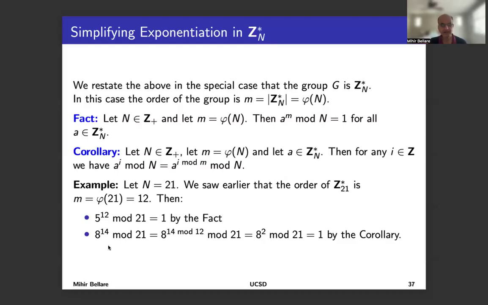If I want to use that and I set a to 8 and raise it to the 14th power, then I is 14. So the way I would compute that is to take 14 modulo the group order, which here is 12. So that's 2, and so I get 8 squared mod 21, which is 64 mod 21, which is 1. So we were able to do a relatively complex looking computation fairly quickly.